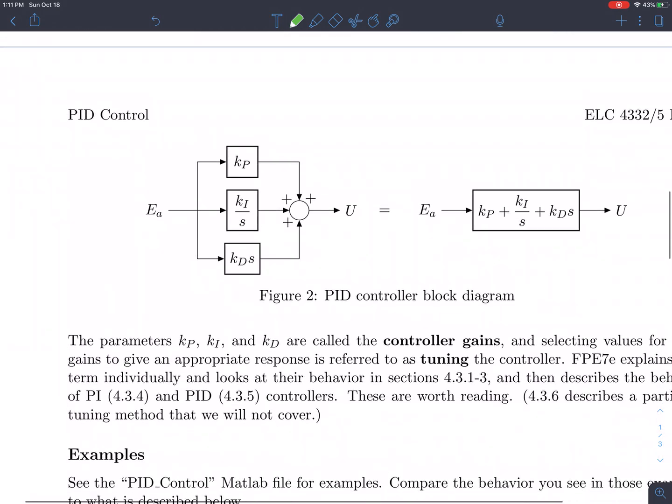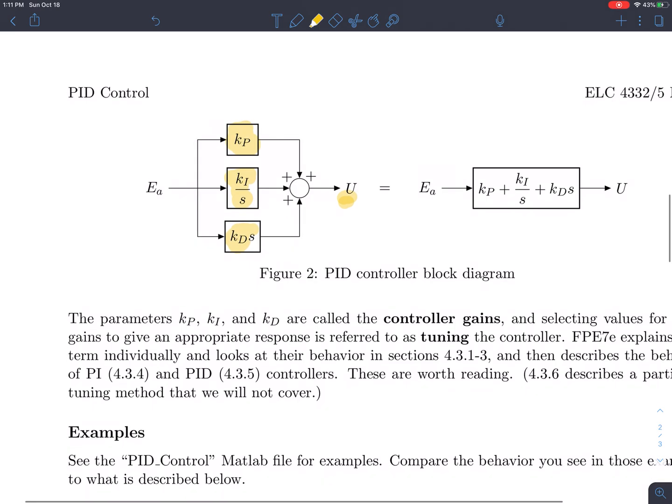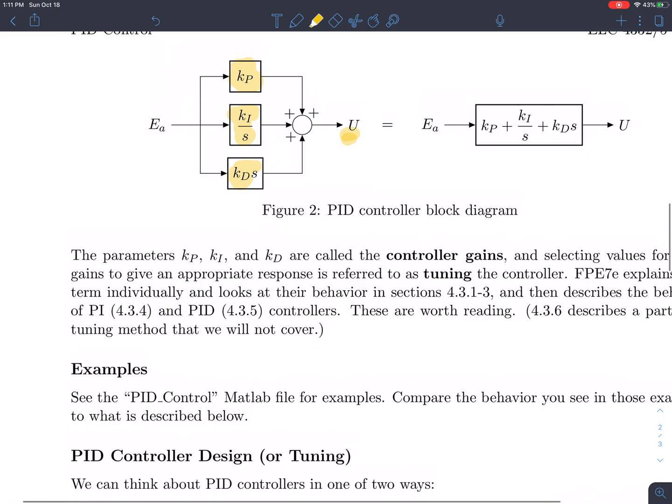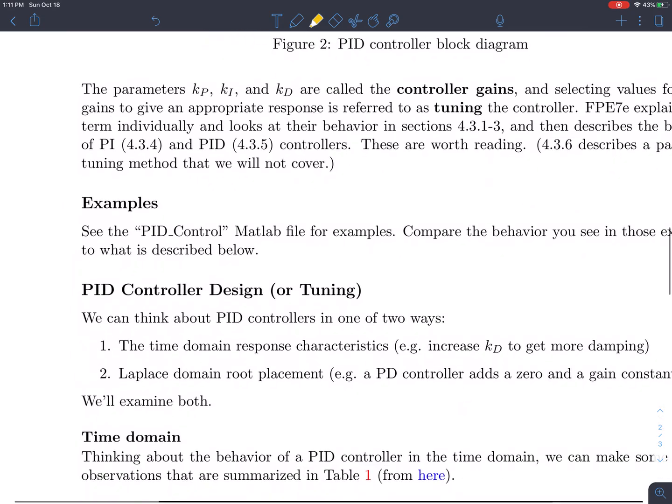So you can think of this in terms of block diagrams. You have a proportional path, an integral path, and a derivative path that sum together to give you the control signal. And that's what's going to apply to the plant. Parallel paths in a block diagram give you a single block diagram unit that looks like the sum of the 3 components.